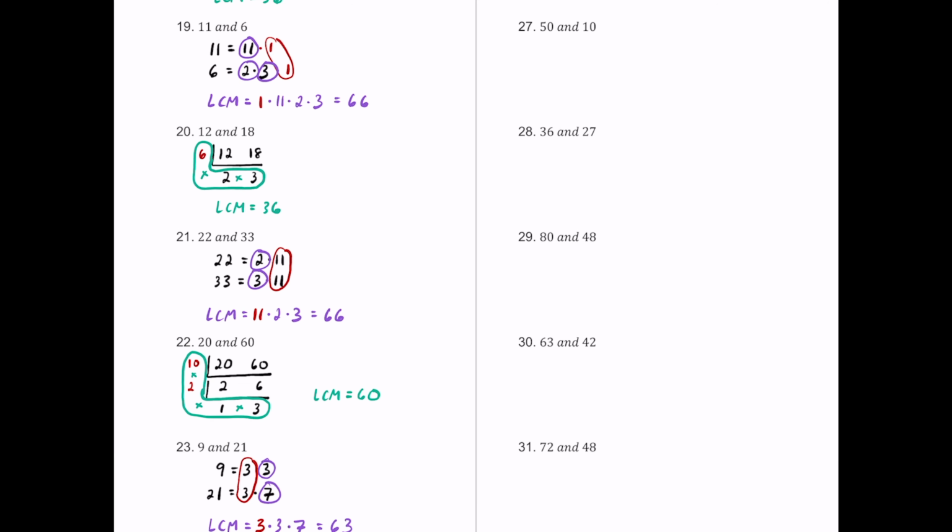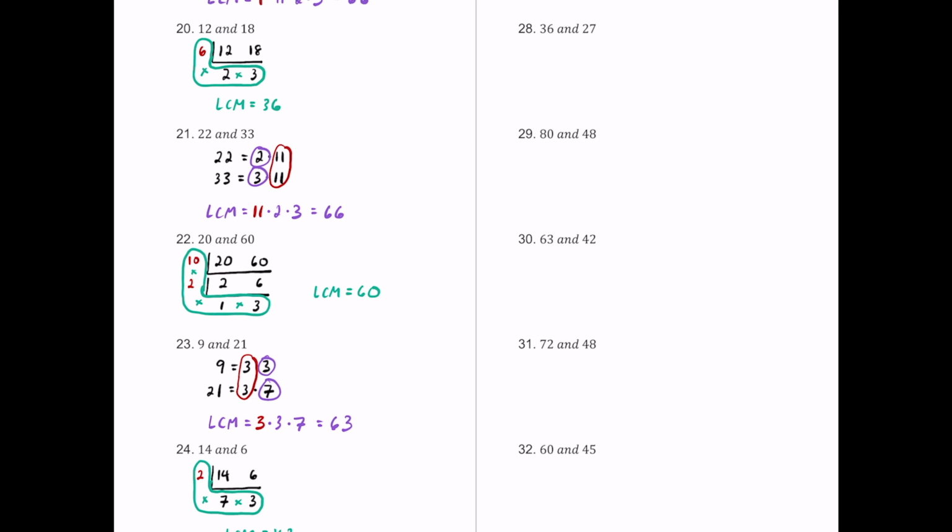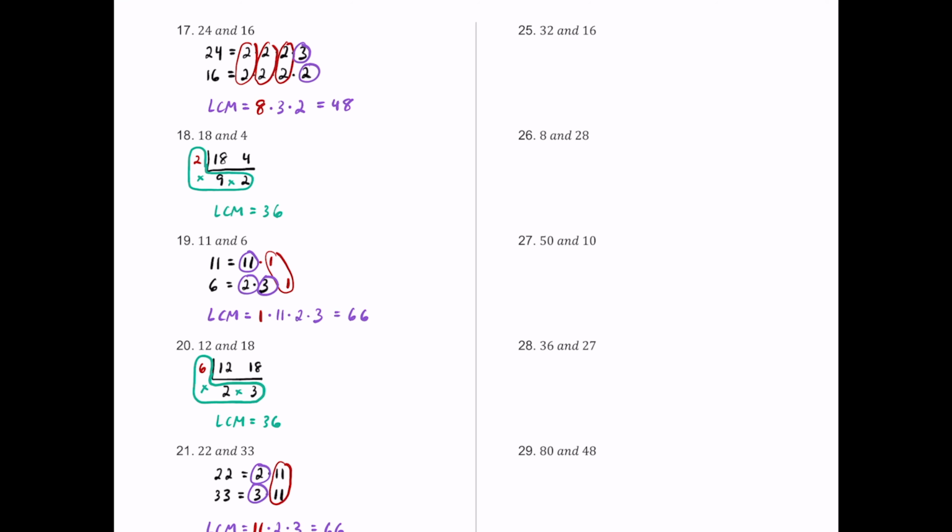Alrighty. 25. For 25, we have 32 and 16. We are using the prime factorization method for this one. So for 32, let's break it down into its prime factors. Turns out that 32 is 5 2's in a row, right? And 16 is just 4 2's in a row. So if you've done those enough times, you will just have them memorized maybe.